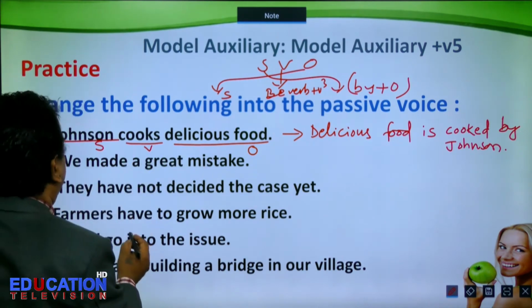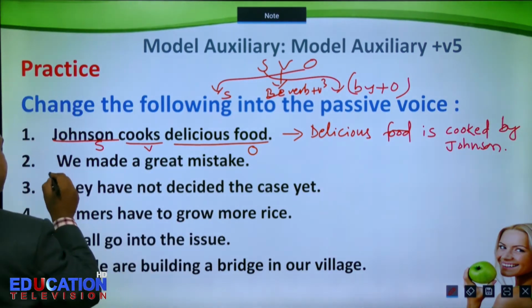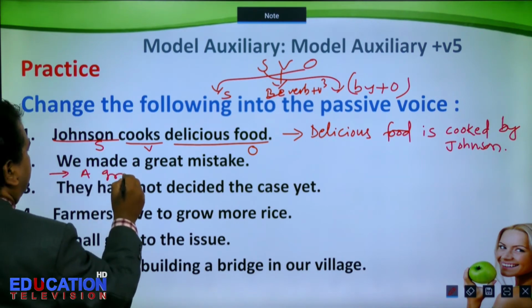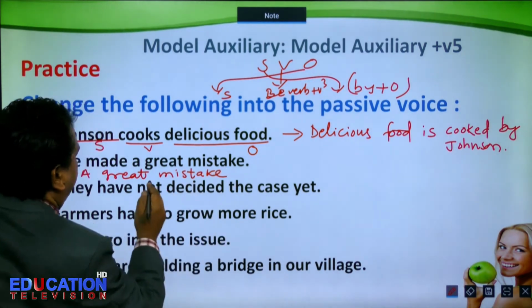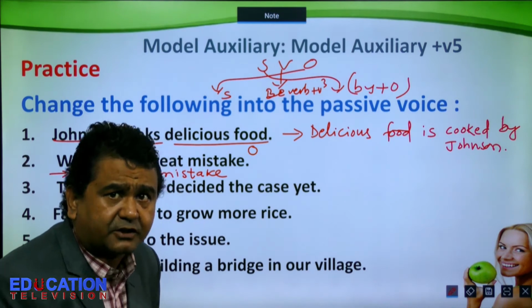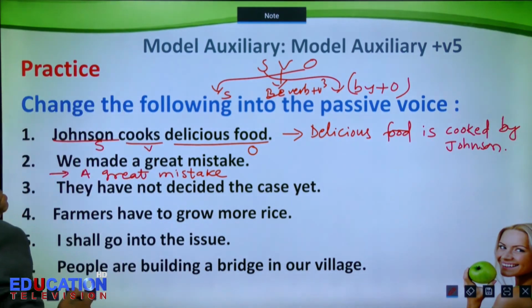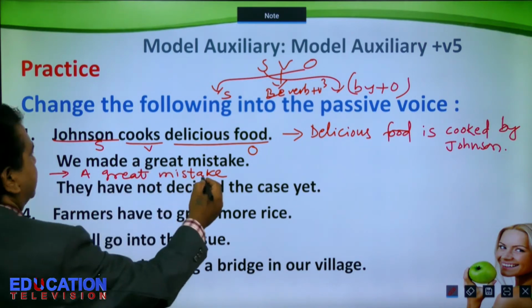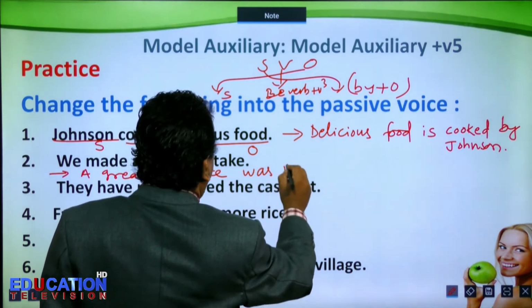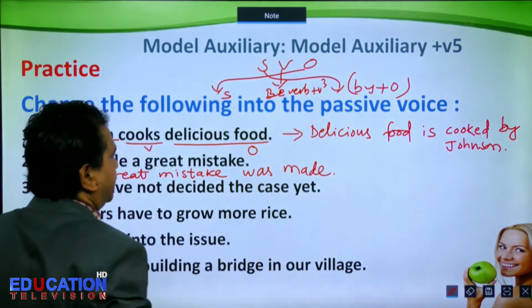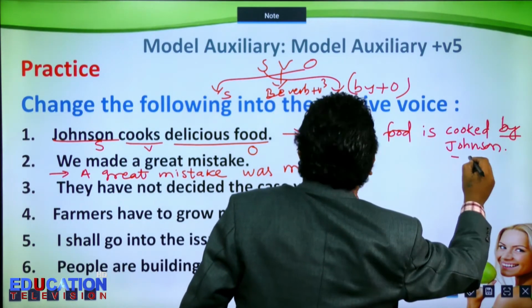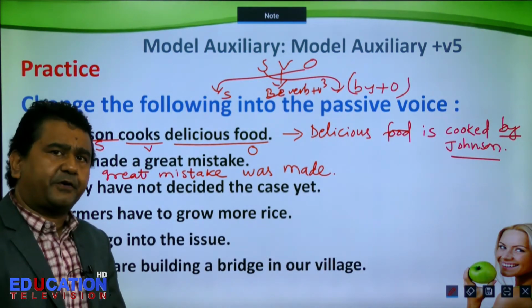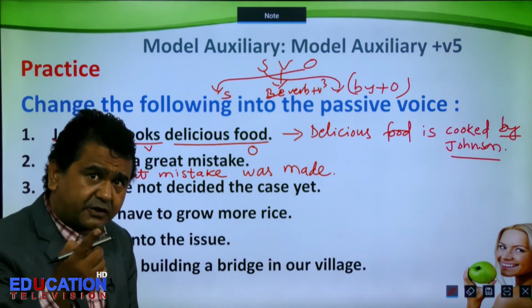We made a great mistake. A great mistake, that is object. So a great mistake. Remember, made. This is past, so we have to write was. A great mistake was made. The difference here is Johnson is a noun, so we have written here by Johnson. But we is a pronoun. We don't need to write by us.